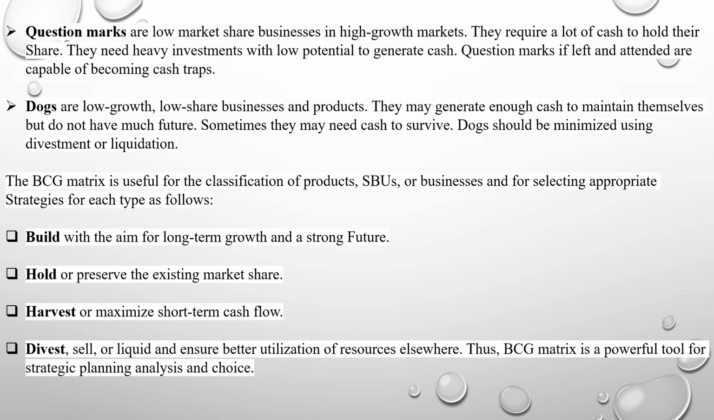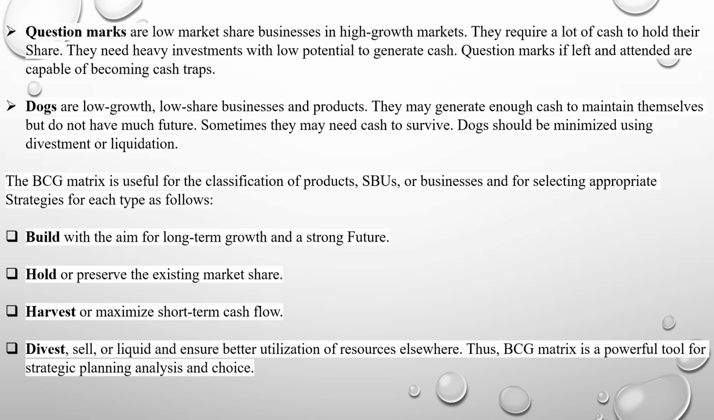Question marks are low market share businesses in high growth markets. They require a lot of cash to hold their share. They need heavy investments with low potential to generate cash. Question marks, if left unattended, are capable of becoming cash traps. And last, dogs are low growth, low share businesses and products. They may generate enough cash to maintain themselves but do not have much future. Sometimes they may need cash to survive. Dogs should be minimized using divestment or liquidation.